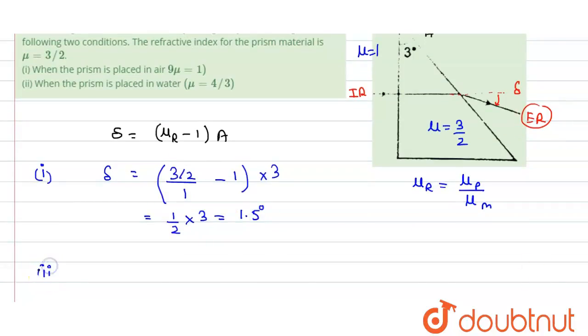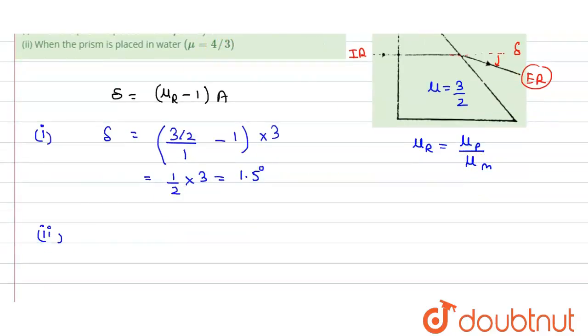Now in the second part, the refractive index of the medium is given to be 4 divided by 3. So we calculate the delta. Delta would be equal to the refractive index of the prism, 3/2, divided by the refractive index of the medium, which is 4 divided by 3. We subtract 1, and then we multiply it with the angle of the prism. So the angle of the prism is 3.